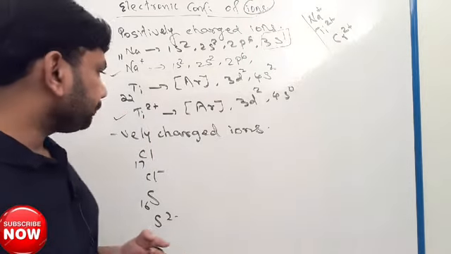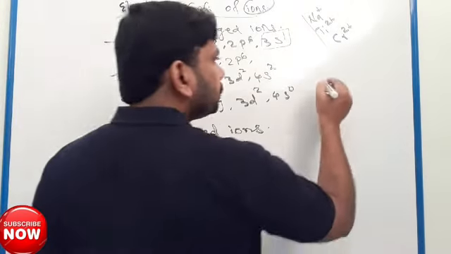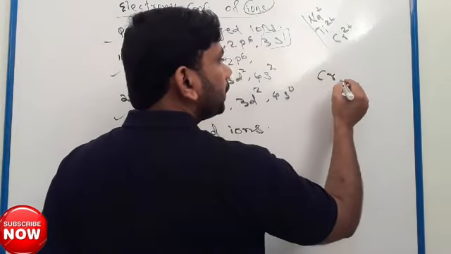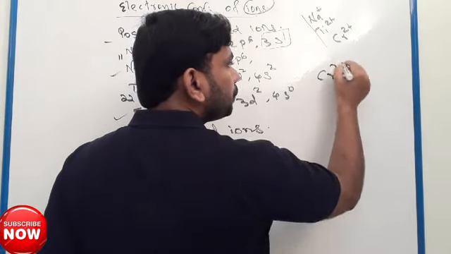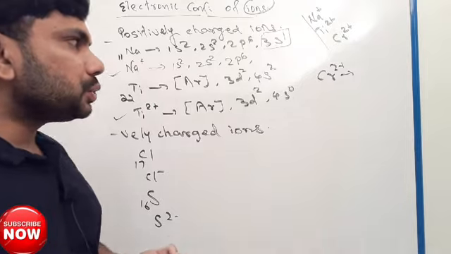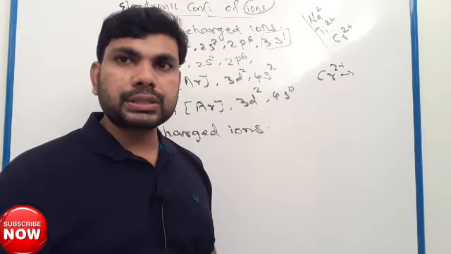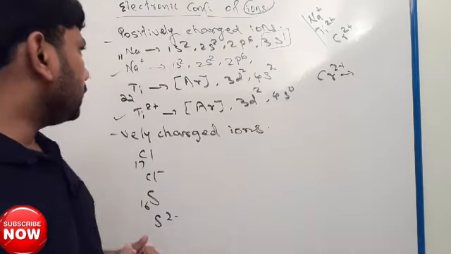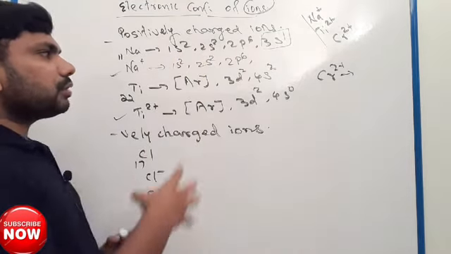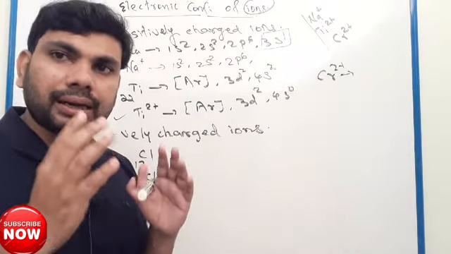Similarly, you can do chromium. Chromium atomic number 24, so chromium 2+ means it will be 22 electrons. You can do this subshell electronic configuration in the comment box. Now see here, this is the subshell electronic configuration of a positively charged ion, meaning the electrons are fewer.